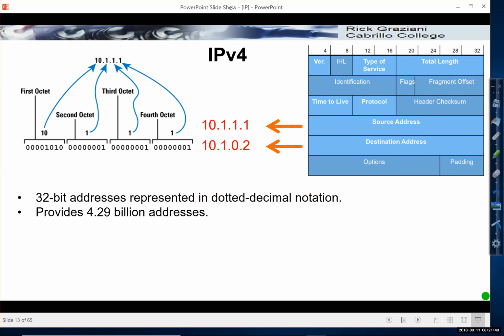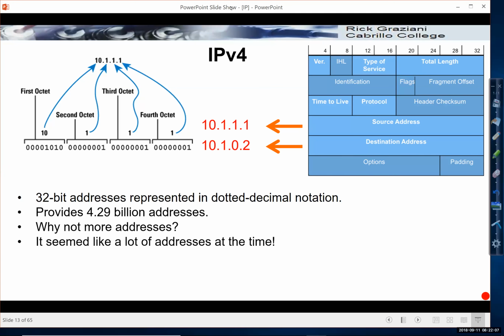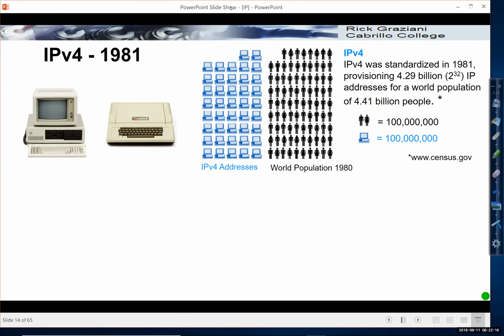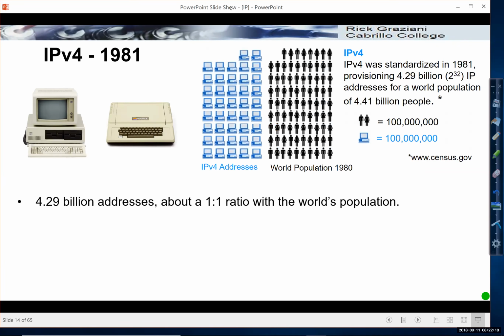But 32 bits provides a maximum of 4.29 billion addresses. You might think, well, why didn't they have more addresses back in the 1980s? Why not provide more addresses? Because you might have heard we've run out of IPv4 addresses. Well, at the time, 4.29 billion seemed like a lot of addresses. Let's take a look at what the world was like back in 1981 when IPv4 came about. So 4.29 billion addresses was about a 1-to-1 ratio with the world's population.